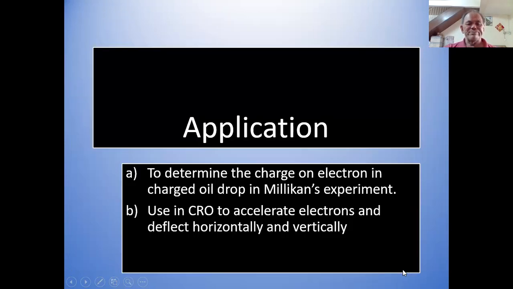Where is the application? Well, electric field, we use it to determine the charge on an electron on an oil drop in Millikan's experiment. Now, you don't need to worry about all this. You just need to know how to apply the electric field, that's all. Or we can use it in the CRO to accelerate electrons and to deflect the electron horizontally and vertically.